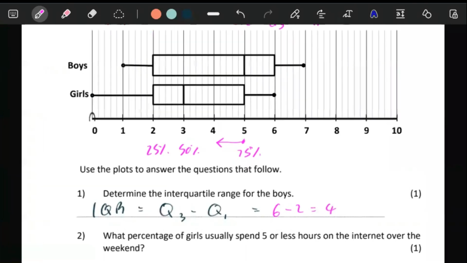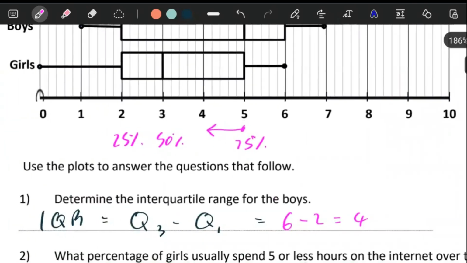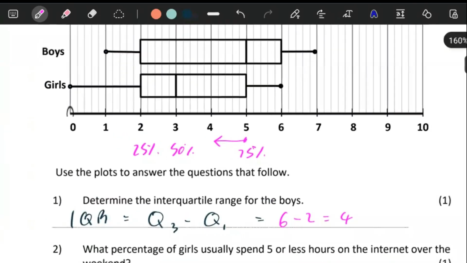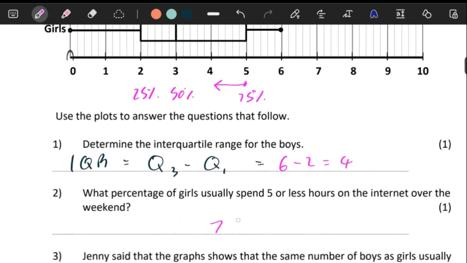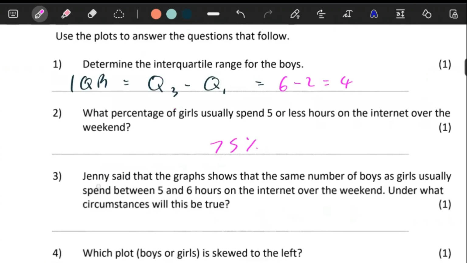Now, what that means is, from this point going to the left, it's telling us that that's where 75% of the data lies. 75% of all the girls spend 5 hours or less, you see. So it's here, 75%.